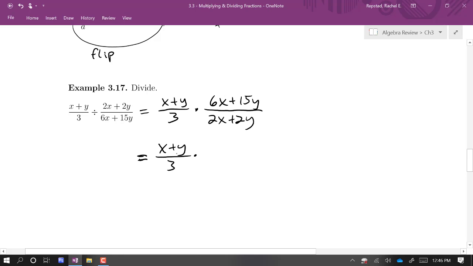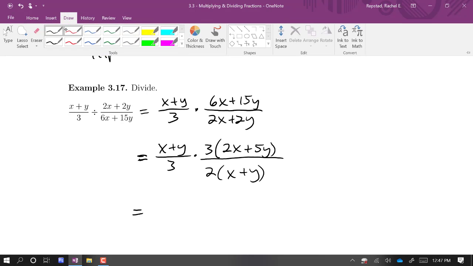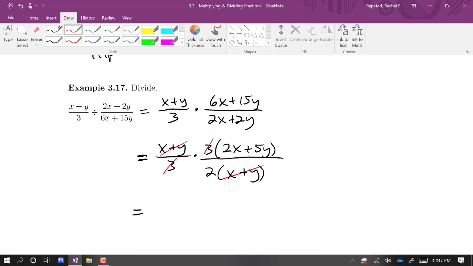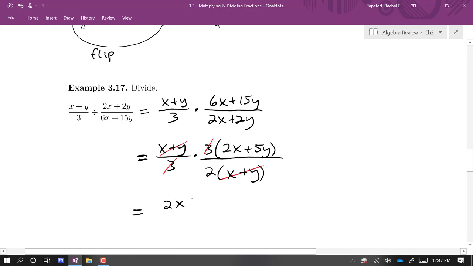So in the first fraction, everything's already factored. In the second fraction, we could take out a 3, and then that's 2x plus 5y. On the bottom, we could take out a 2 and get x plus y. Now we're ready to cancel common factors. 3 cancels with 3. x plus y cancels with x plus y. So we're left with 2x plus 5y all over 2.